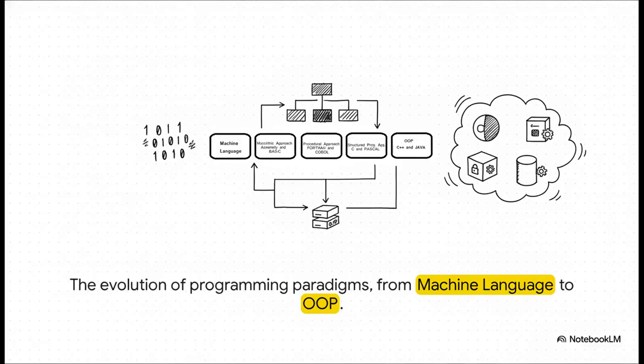And this didn't happen overnight. This evolution took decades. We started with the raw ones and zeros of machine language, moved through procedural languages like C, and eventually landed on OOP with languages like C++ and Java. The whole focus shifted from just telling the computer what to do to creating these virtual objects that have their own data and their own behaviors.